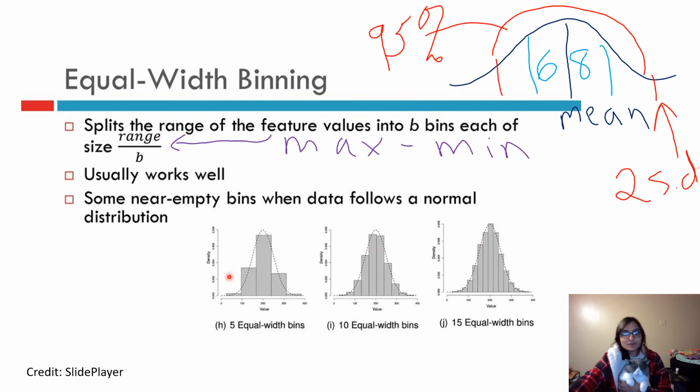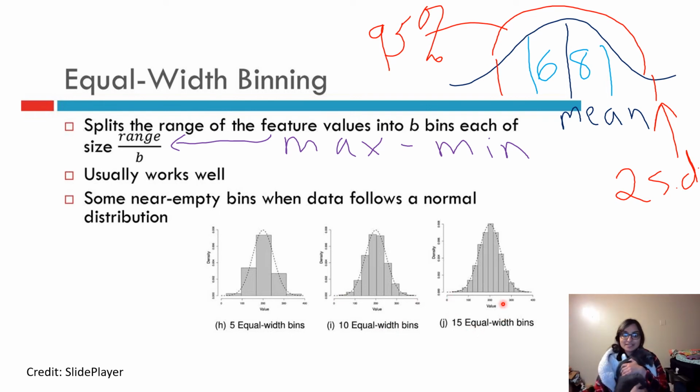So if you're looking at a normal distribution, you may have some bins that are very empty, like out here, because you're having them all at equal width. There's even less data at the edges here, so they don't have many data points inside them. So you may have some near-empty bins towards the end because you're using the same width.